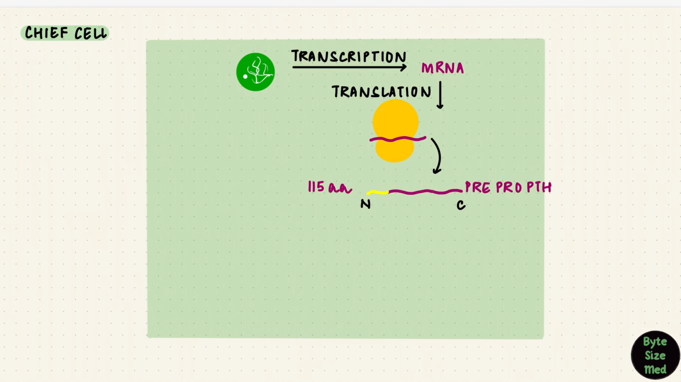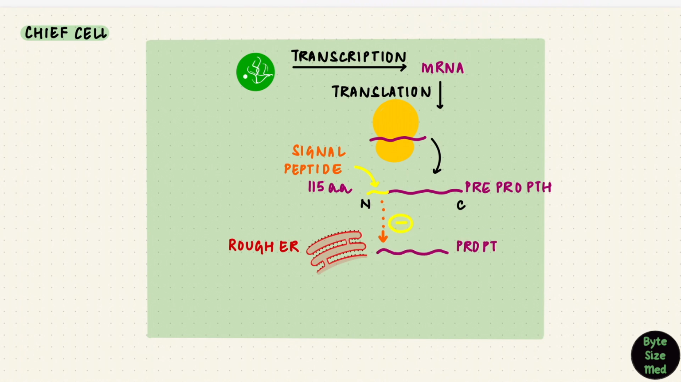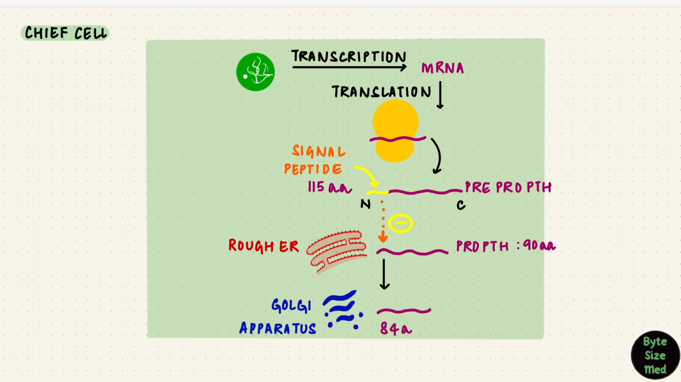The amino terminal end has a signal peptide or a leader sequence that directs pre-pro-PTH to the rough endoplasmic reticulum, where that leader sequence gets removed, leaving behind pro-PTH, which has 90 amino acids. It's still not done. Pro-PTH reaches the Golgi apparatus, where 6 more amino acids are removed, leaving behind an 84 amino acid parathyroid hormone, which gets packaged into vesicles and secreted. It's the amino terminal end of this PTH that has biological activity.